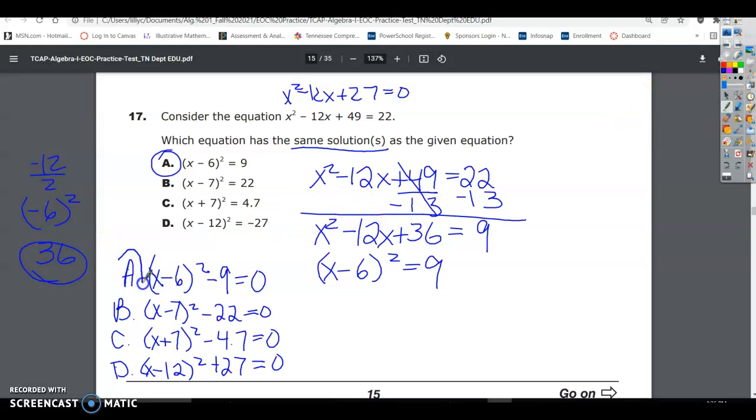Also, a good thing to know: if something's going on with your calculator, you may just need to clear the memory and start over. I have no idea why it wasn't working, but thankfully I could show you that there are 2 ways to do this. You can factor it by completing the square, or you can set each one equal to 0 and then find the zeros or the x-intercept to see that A is your solution. All right, that's number 17.